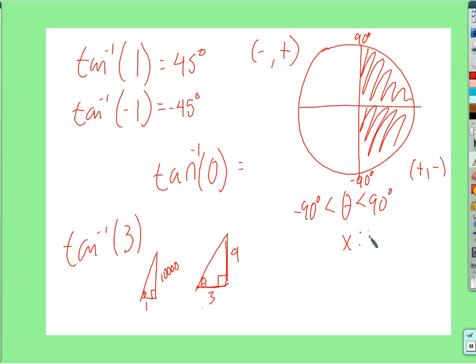X can be any number. It could be infinite. X equals infinite? No, you don't want to just say that. What is that? All real numbers. That's pretty much what you mean by saying x is infinite. You can't put i, because i is not real. But pi and e, they're all real numbers, but i is imaginary. It's not real.